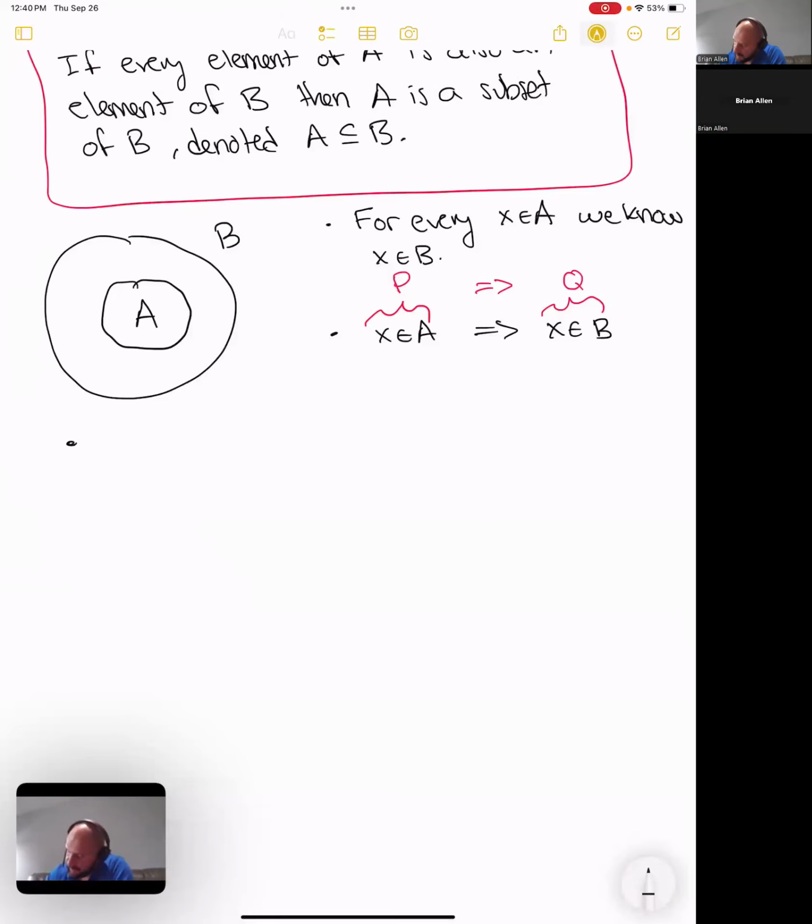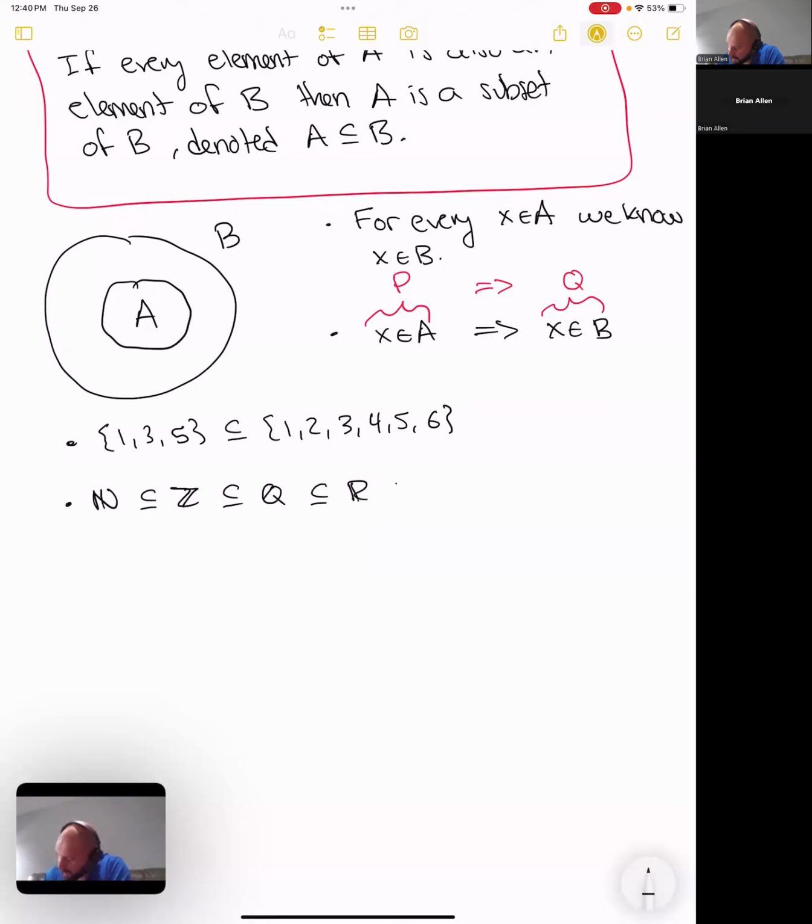For instance, the set {1, 3, 5} is a subset of the set {1, 2, 3, 4, 5, 6}. No problem. That's because 1, 3, and 5 are contained in the bigger set. Similarly, the natural numbers are a subset of the integers, which is a subset of the rationals, which is a subset of the real numbers, which is a subset of the complex numbers.